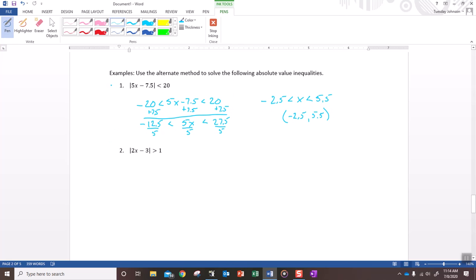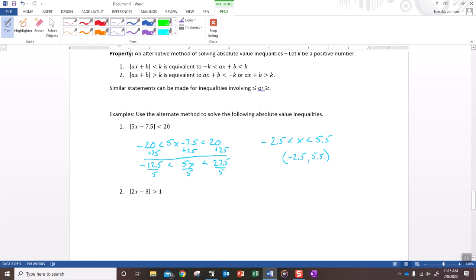One more basic example. Let's go in purple. If the absolute value of 2x minus 3 is greater than 1, using our alternate phrasing, we know that 2x minus 3 is less than negative 1 or 2x minus 3 is greater than 1. So if you have a greater than, one of them stays the same. Right? The one on the right always looks the same.